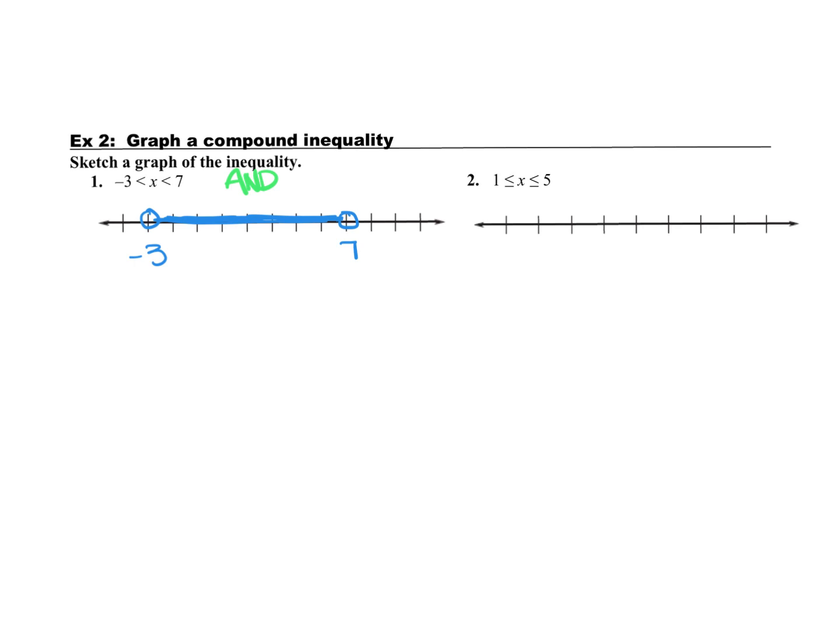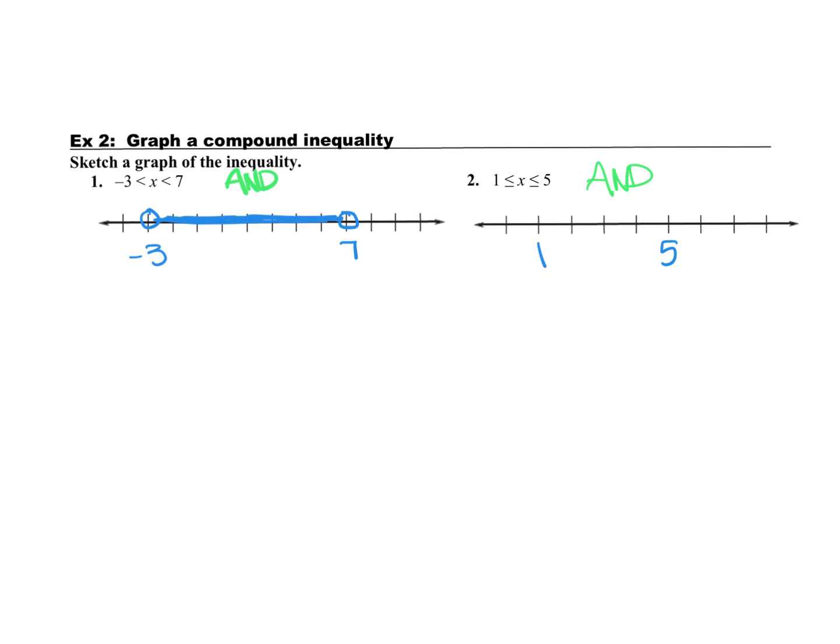So for number 2, this would be a good time to pause the video again and for you to then do the graph and then take a look to see how you did. All right, so again, you probably noticed that this was an "and" because it's sandwiched in between. So you're going to have a 1 and a 5 on your number line.